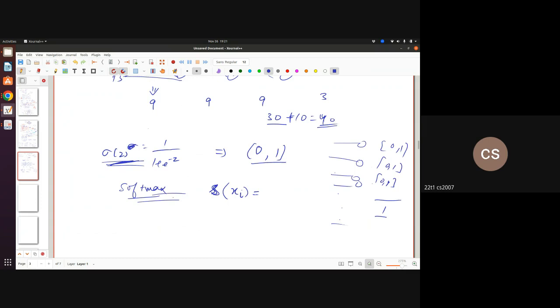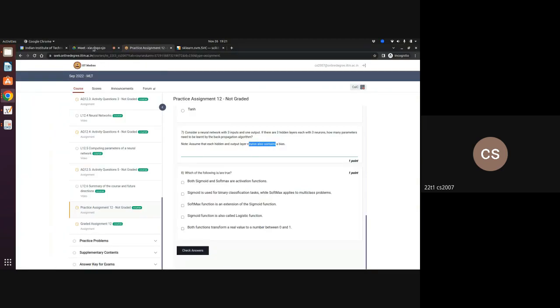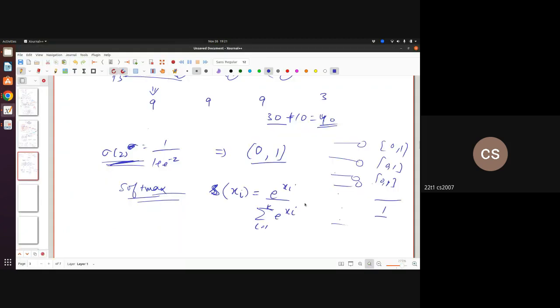So in that case, we use softmax, which is a generalized version of sigmoid, which is e to the x_i divided by the sum, i goes from 1 to k, if there are k classes. Let me finish this first and then we'll see the question. So this is the formula of softmax.